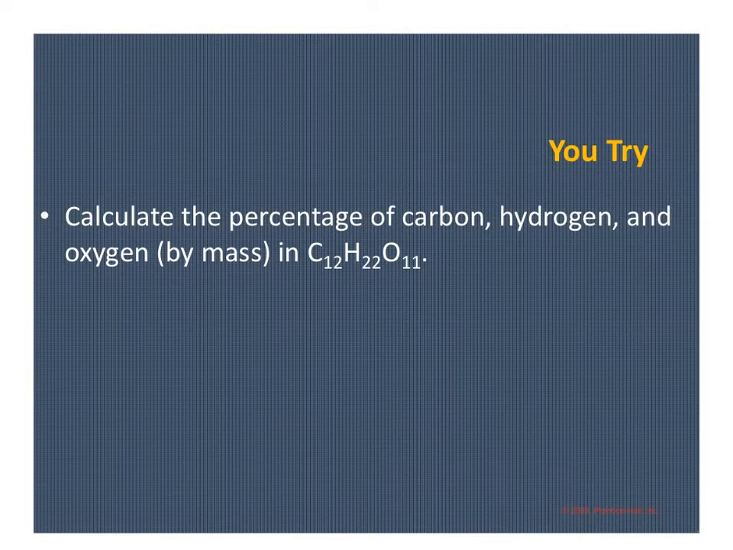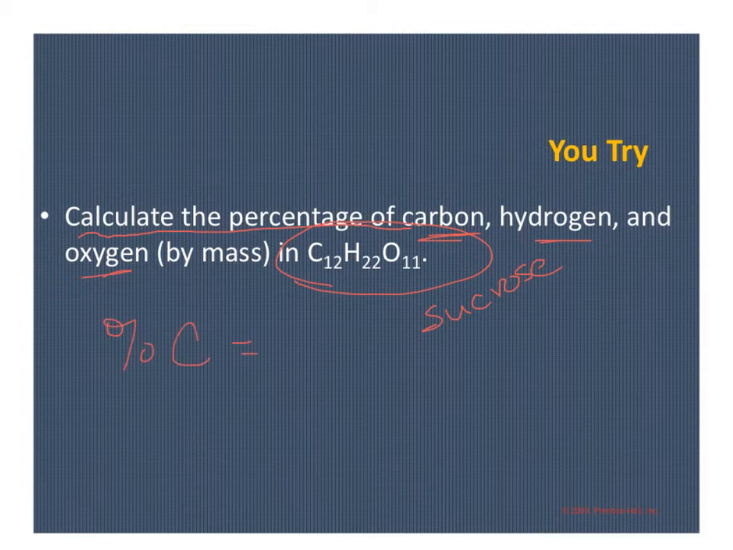All right, so you go ahead and try it yourself now. Try to calculate the percentage of carbon, hydrogen, and oxygen in this compound. That happens to be sucrose, sugar, table sugar. So when you're done, you should have a value for percent carbon in sucrose, the percent hydrogen in sucrose, and percent oxygen in sucrose. I would stop the video now, pause it, and go ahead and work those out, and then start it again and see if your answers are right.